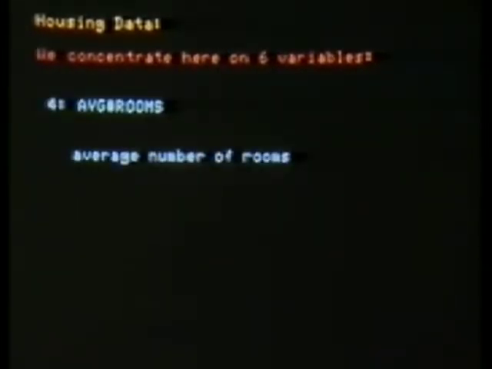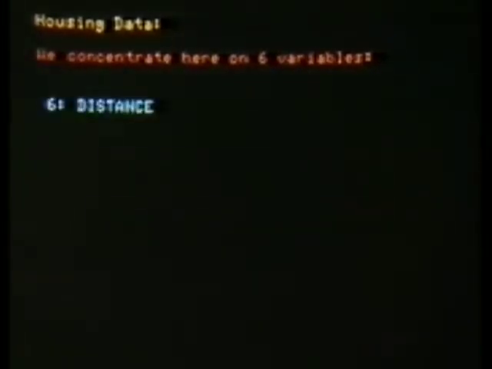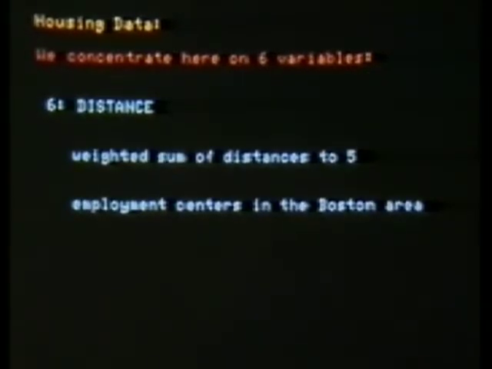Variable 4 is the average number of rooms per house in the census tract. Variable 5 is the proportion of the population in the census tract that is lower status. Status is measured by a combination of income and education level. Variable 6 is the weighted sum of distances from the tract to 5 employment centers in the Boston area. It is basically a measure of commuting distance.